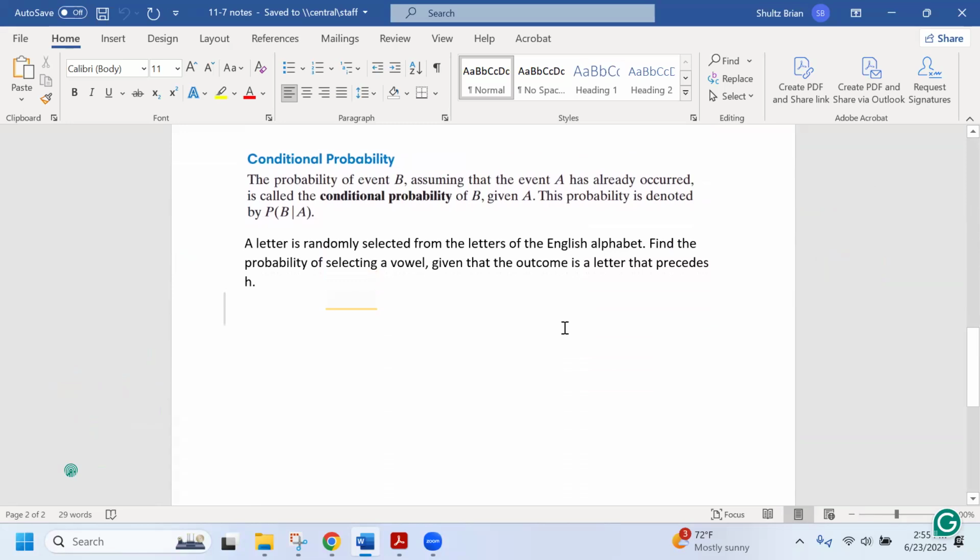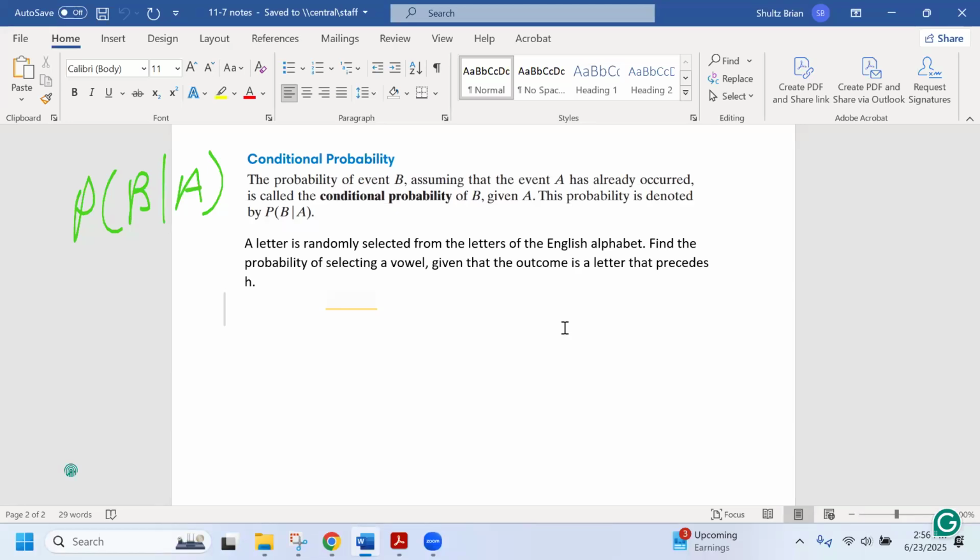Conditional probability. The probability of event B, assuming that event A has already happened, is called the conditional probability of B given A. And we just talked about that. The probability is denoted by P of B, single line A, B given A happened. A letter is randomly selected from the letters of the English alphabet. Find the probability of selecting a vowel given that the letter selected precedes H.